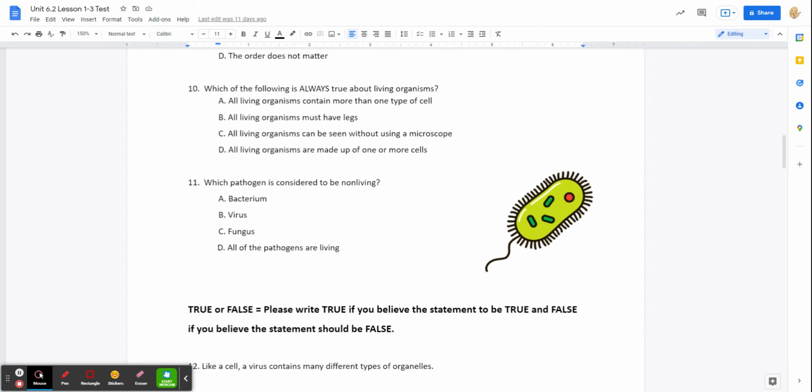Question 11. Which pathogen is considered to be non-living? Is it bacterium, virus, fungus, or D, all of the pathogens are living? Which pathogen is considered to be non-living?